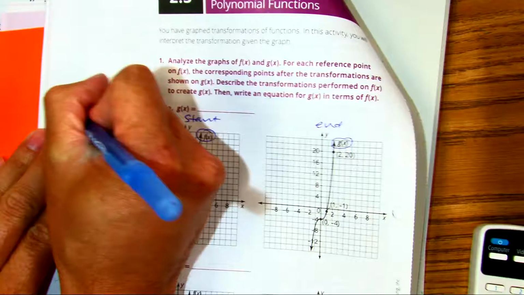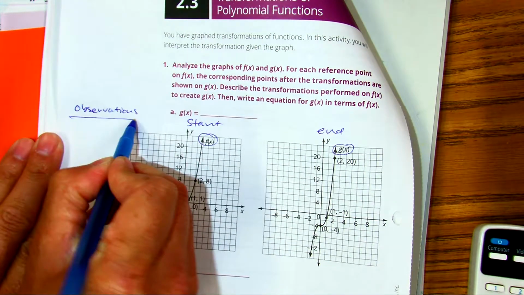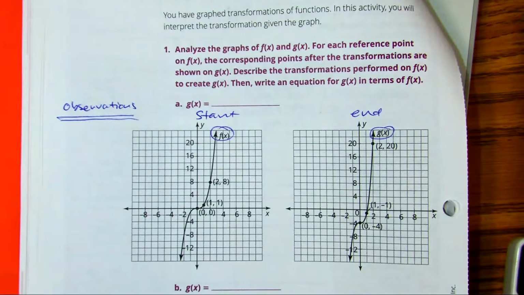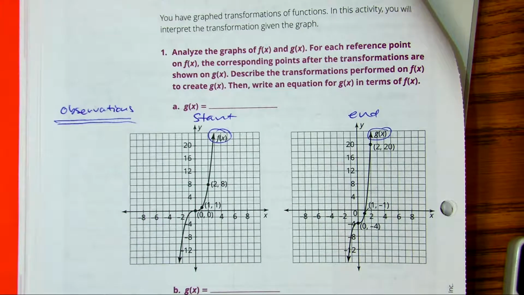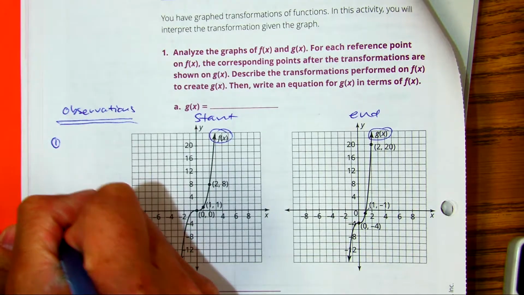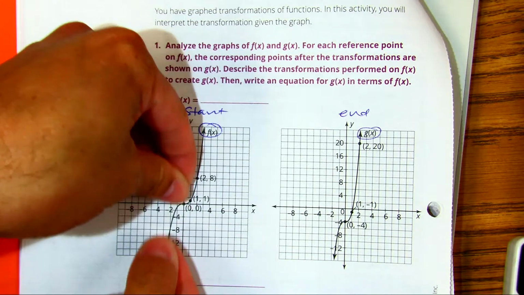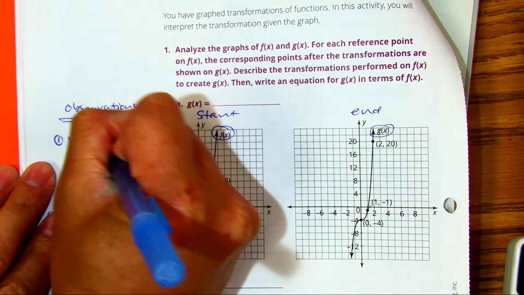So the first thing I want you guys to do is, let's make some observations together. What do you guys see? What are some things you notice from starting from this graph to this graph over here? Any observations? It kind of looks like it was pulled down. Oh, someone said pulled down, or can I say this? Vertically stretched. So pulled down is called vertically stretched.